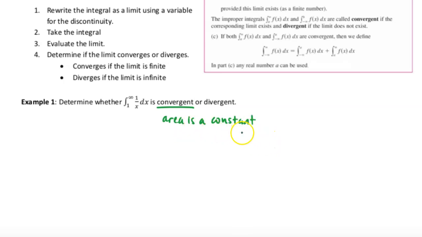So far, when we're talking about the area under a curve, any area is going to be a constant. When this diverges, it means I have an area of some form of infinity. And so to find whether this is convergent or divergent, let's take this limit and replace this infinity with t.